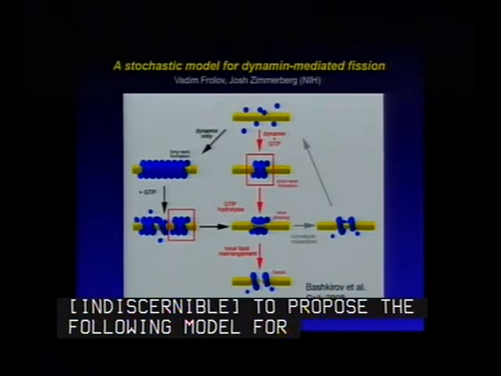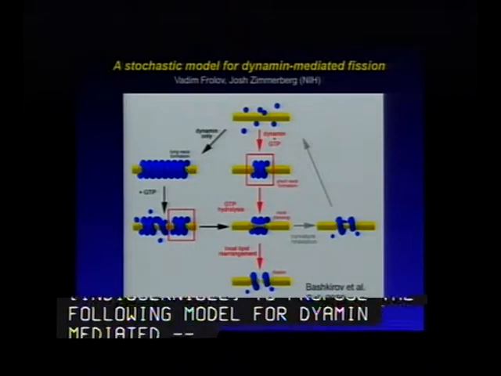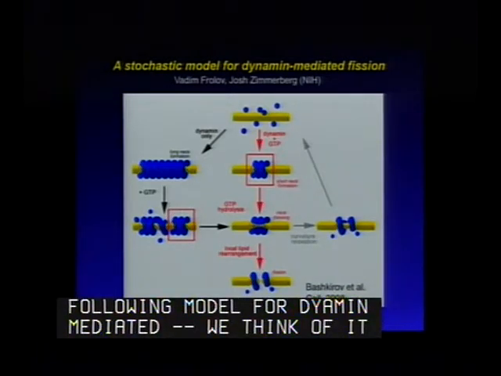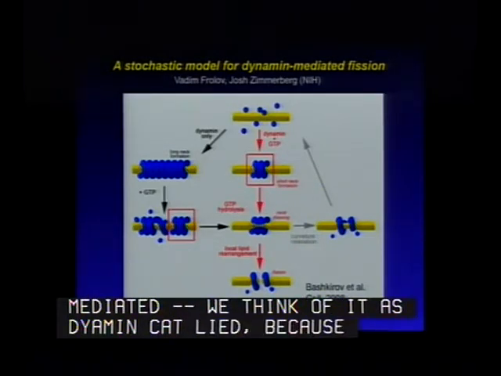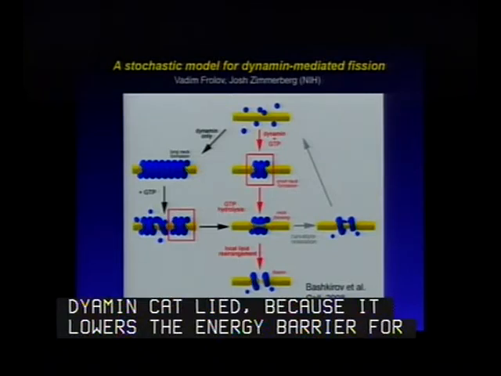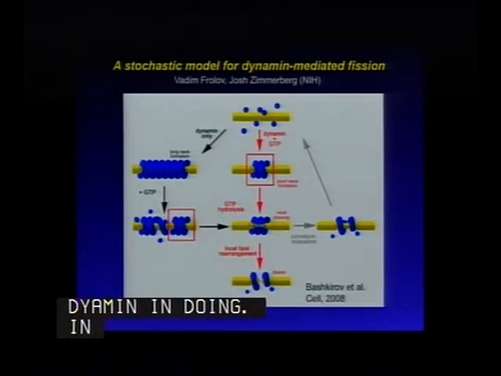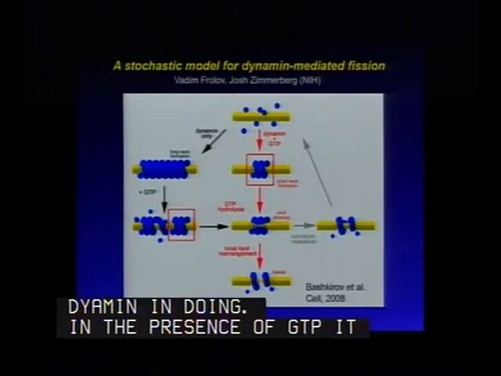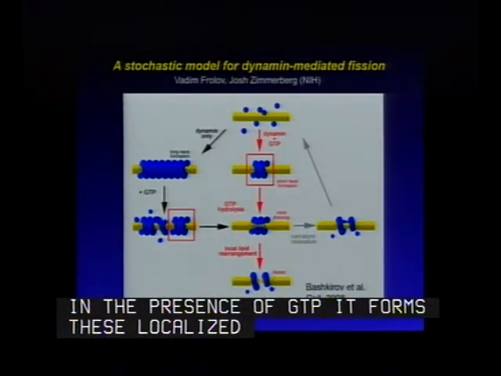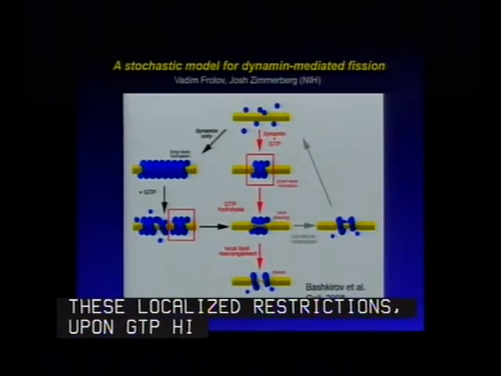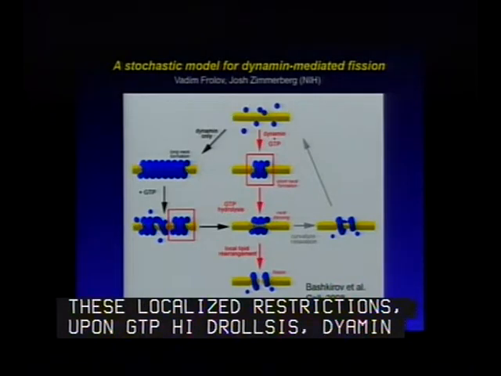dynamin-mediated, or we think of it as dynamin-catalyzed, actually, membrane fission, because a catalyst just lowers the energy barrier for fission, and that's what we think of dynamin as doing. So in the presence of GTP, dynamin forms these short localized constrictions through that curvature generating activity. Upon GTP hydrolysis, as Rajesh showed, dynamin releases the membrane before it itself disassembles.